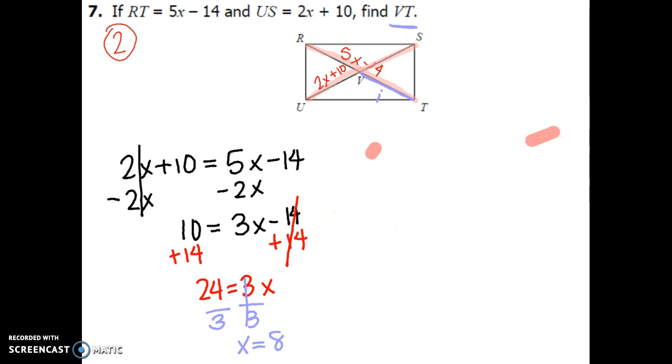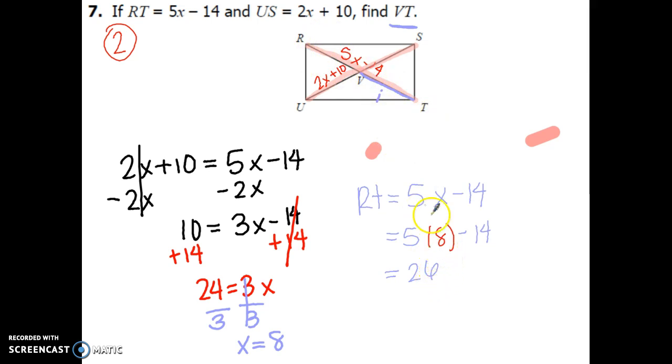So RT is equal to 5x minus 14. What I do here is I replace this x. So I'm going to say 5 times 8 minus 14. And that will be equal to, I think, 26. So I know that RT in its totality equals 26.